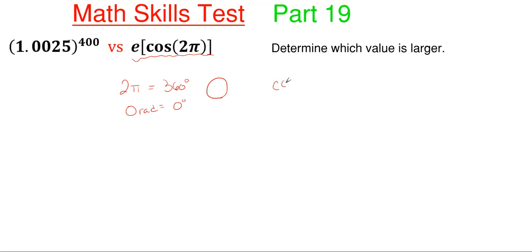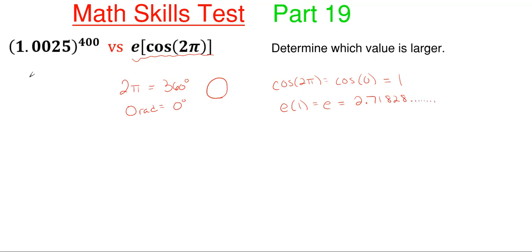So essentially, cosine of 2 pi is equivalent to cosine of 0 radians or 0 degrees, and cosine of 0 gives you 1. So now my expression on the right side becomes e times 1, which is just e. So what is e? e is a mathematical constant, which is equal to 2.71828 and a lot of other non-repeating decimal values. So that is what my right side is equal to, basically e.